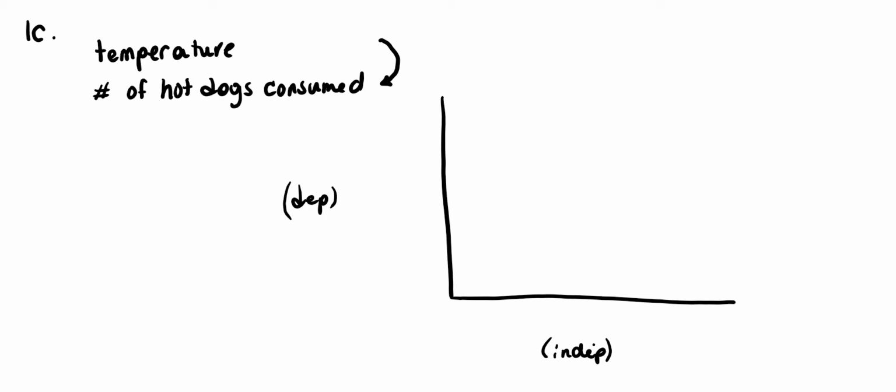So I'm going to list my temperature as my independent variable and the number of hot dogs as my dependent. The number of hot dogs depends on the temperature. At least that's what we would think. Okay, so now the problem says that no matter what the temperature is.